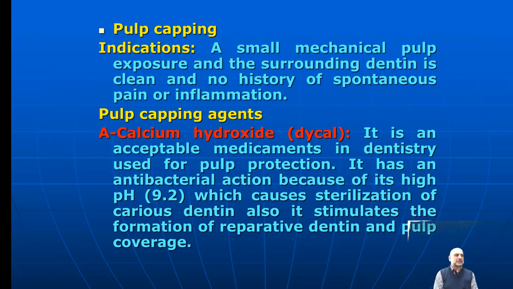Pulp capping agent: calcium hydroxide, Dycal. It is an acceptable medicament in dentistry used for pulp protection. It has antibacterial action because of its high pH, 9.2. So its alkalinity can kill microorganisms in the area and prevent their effect, which causes sterilization of carious dentine. Also, it stimulates the formation of reparative dentine and pulp coverage.